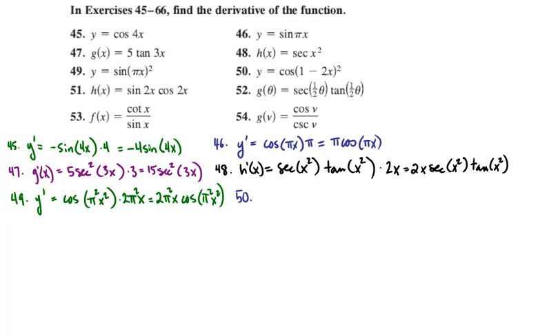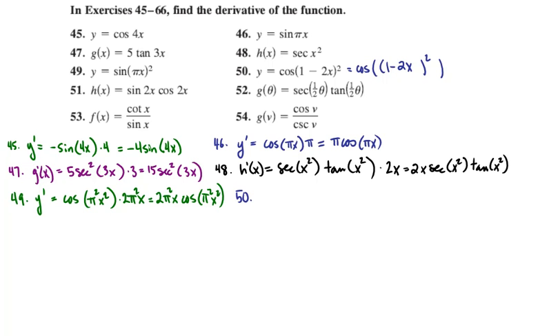Next, number 50. Now with 50, the outside function is still cosine. The inside function is 1 minus 2x quantity squared. And this time we're going to need to do a chain rule that is actually what I would call a three-way chain rule. You have an outside function, which is cosine of x. Then you have a middle function, which is something squared. Then you have an inside function, which is 1 minus 2x. And so this is an example of a repeated chain rule.